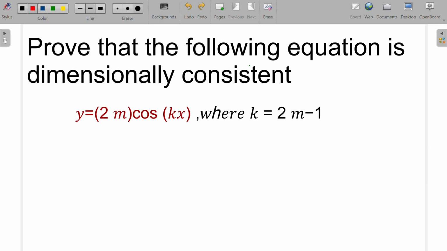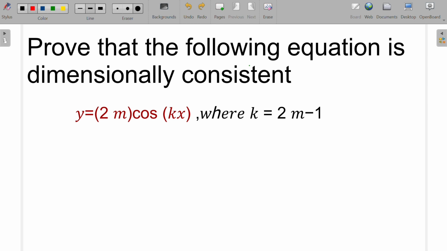Hello viewers, so we have this formula that says prove that the following equation is dimensionally consistent. Y is equal to 2m cos kx, where k is equal to 2 per meter. So m to minus 1 is the same as per meter. In order for us to prove if an equation is dimensionally consistent, we need to check the dimensions on the left side and also on the right side. If these dimensions are the same, it means our formula is dimensionally consistent or dimensionally correct.